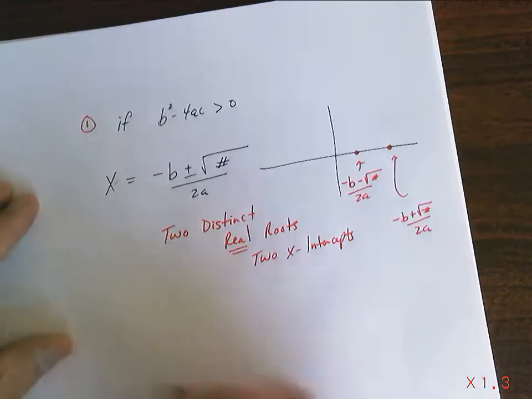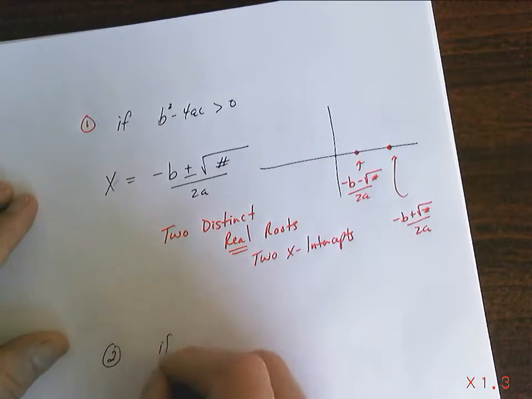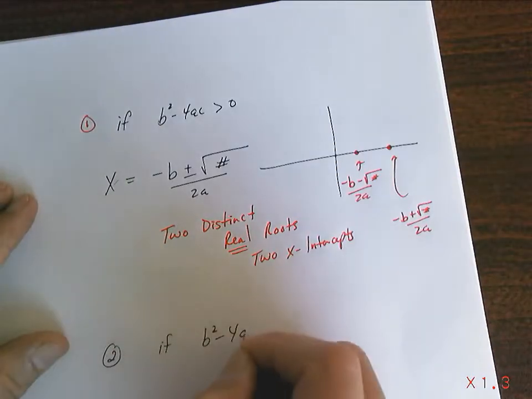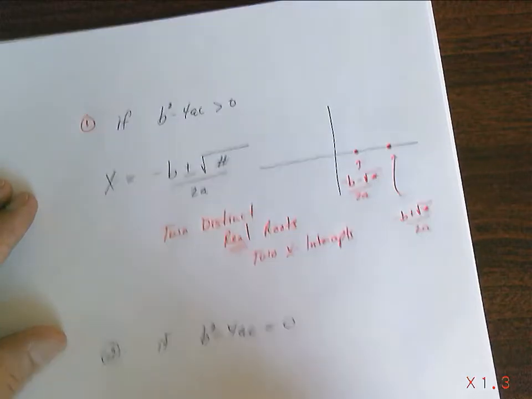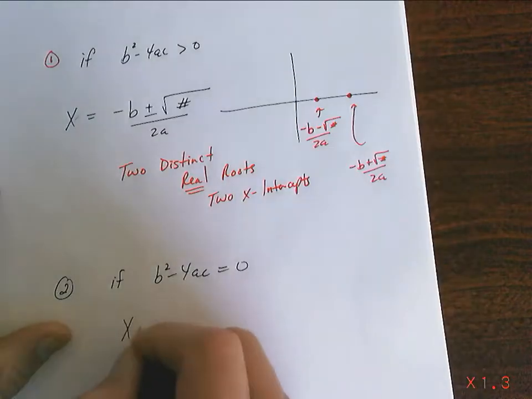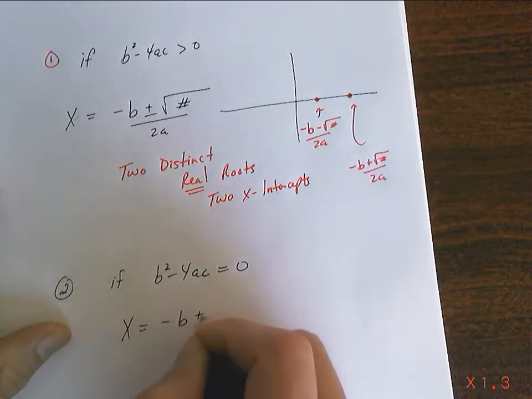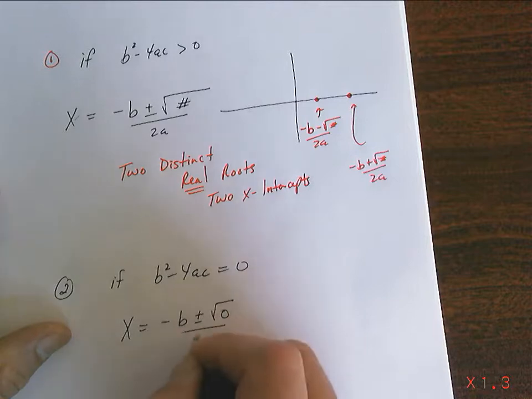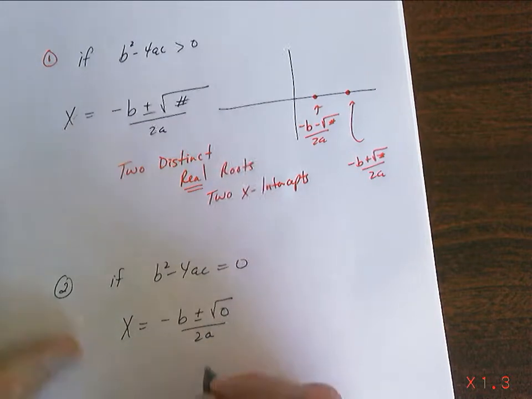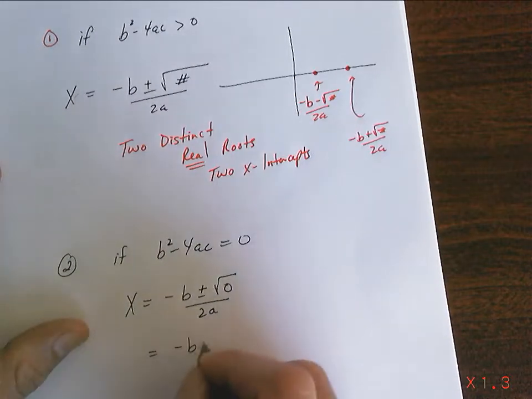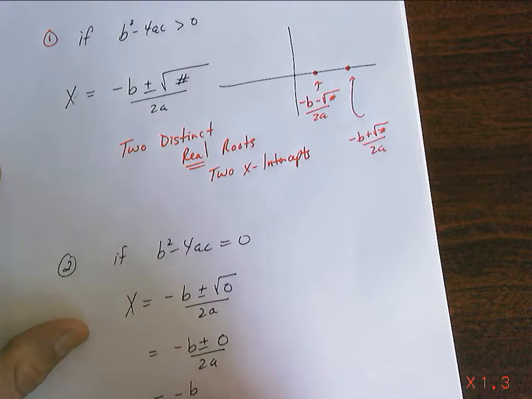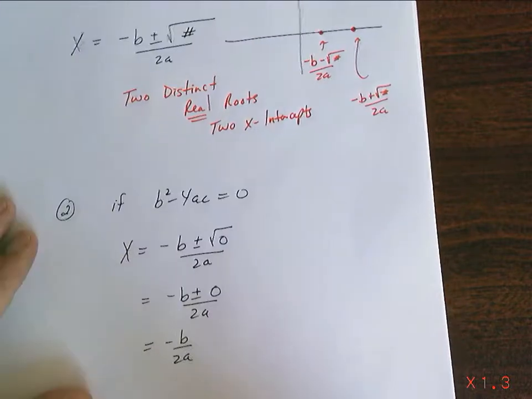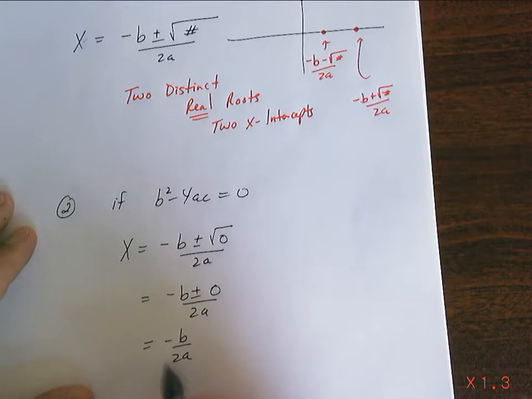Case 2, however, if b squared minus 4ac is actually equal to 0, well, that would give us x equals negative b plus or minus the square root of 0 over 2a. The square root of 0 is 0. So that'd be negative b plus or minus 0 over 2a, which is negative b over 2a. You will notice that there's only one answer here.